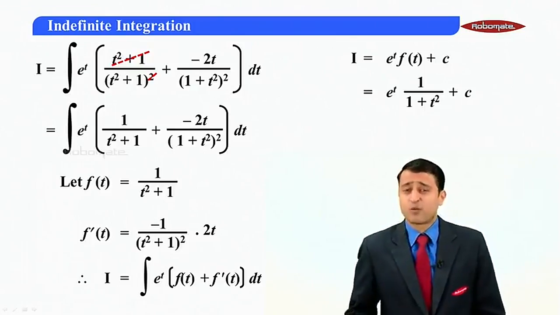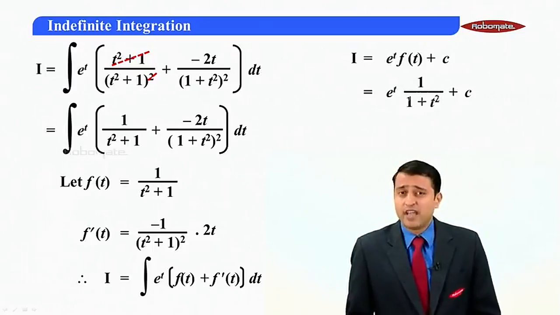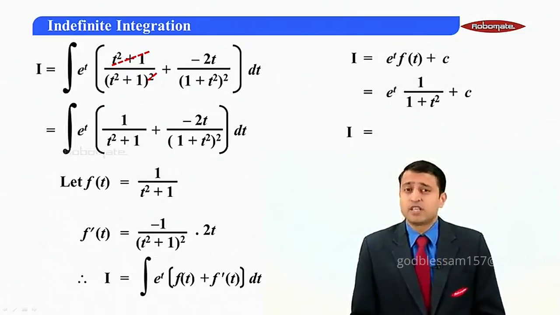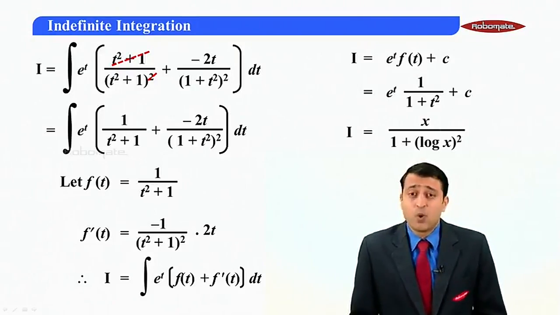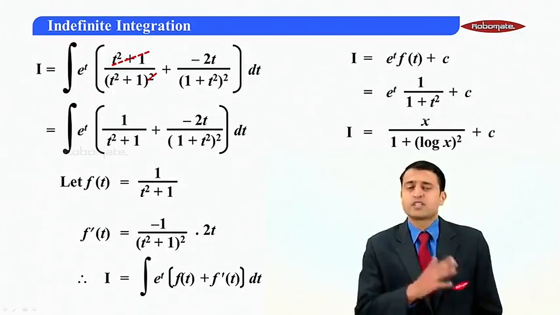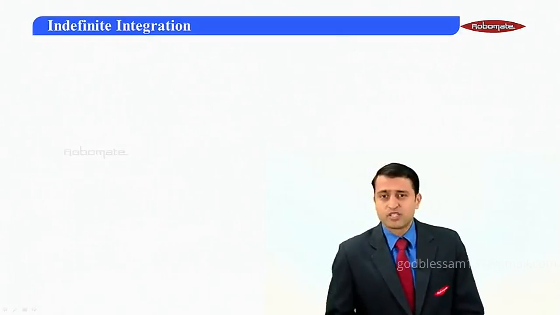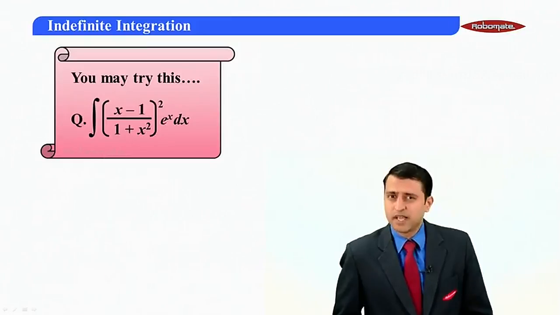Now my dear students, the question was in terms of x, and very well I can write e raised to t as nothing but x, and 1 plus t square, t was nothing but log x. So let us write the answer as x upon (1 plus log x square) plus c. No further simplification, and that's your final answer. Now my dear students, let us see what is there. This is the sum I need to practice on the same lines.